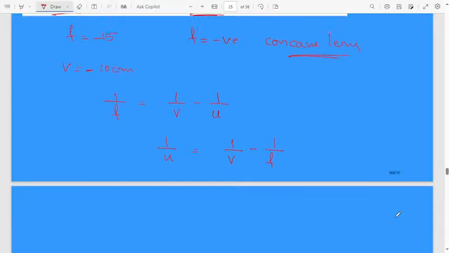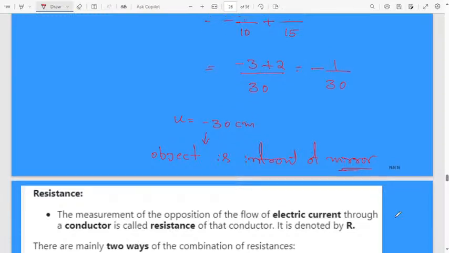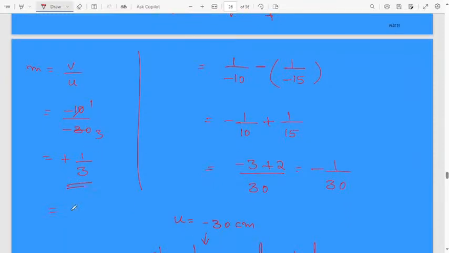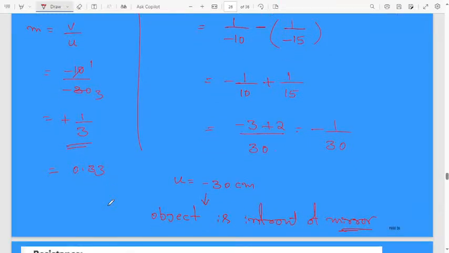Magnification produced by the lens. You know the formula how to calculate. I will solve here only. Magnification is v by u in the case of a lens. v value is minus 10 divided by minus 30. 10 ones are 10, 10 threes are 30, then it will become plus 1 by 3. Magnification is plus 1 by 3. 1 by 3 is nothing but 0.33.